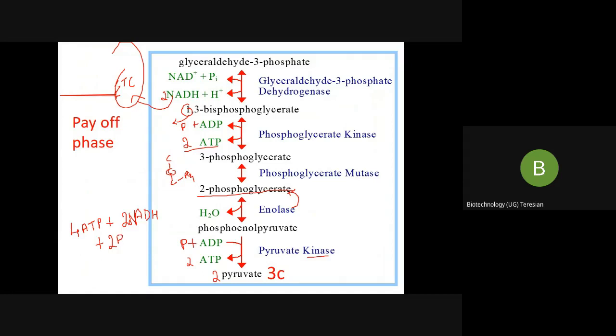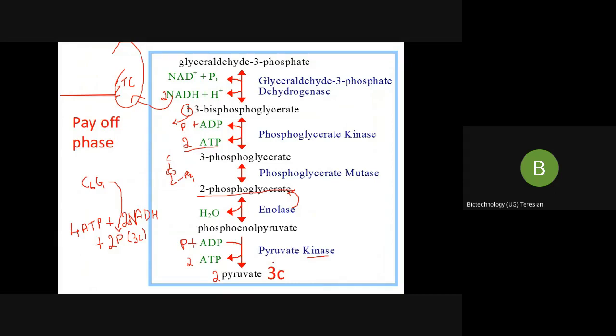Okay, so I started up with what? Glucose, which is a 6-carbon molecule, and I've ended up in 2 pyruvate molecules, which is a 3-carbon compound. So the enzyme pyruvate kinase has transferred the phosphate group from phosphoenol pyruvate to ADP, making pyruvate and 2 molecules of ATP. So this is also an irreversible reaction.